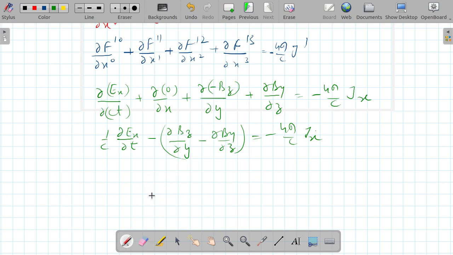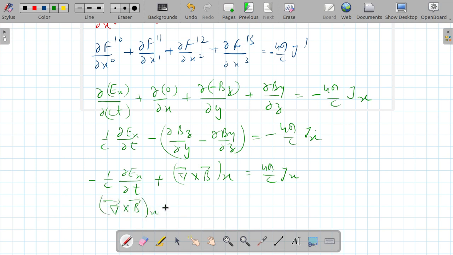Now multiplying both sides by the negative sign, it will become 1/c ∂Ex/∂t plus ∇×B. It is the x component of the curl of the magnetic field, and it is 4π/c Jx. That means we can write it as (∇×B)x − 1/c ∂Ex/∂t equals 4π/c Jx.